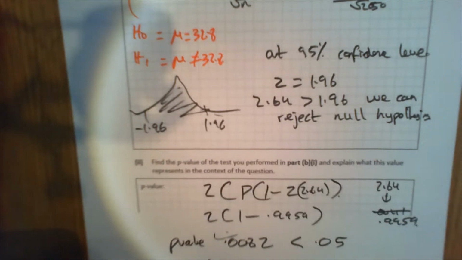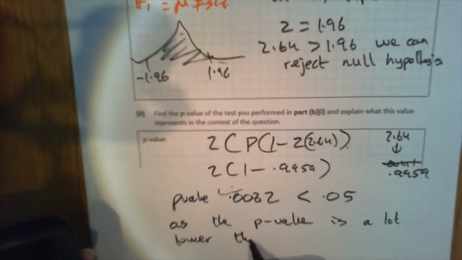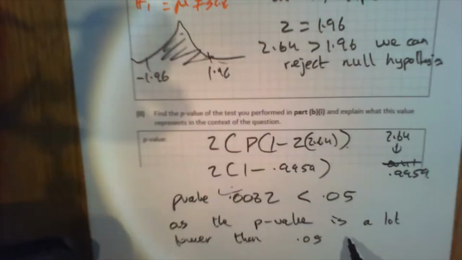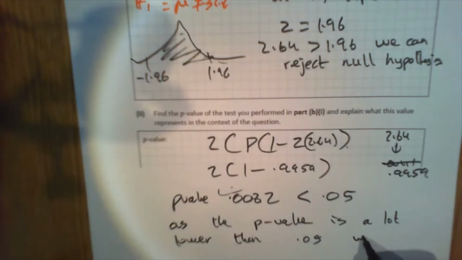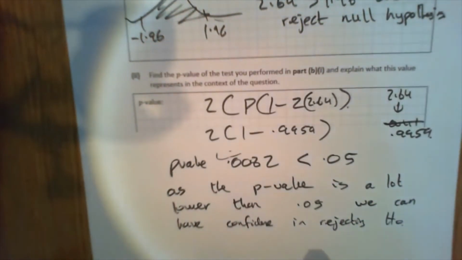As the p-value is a lot lower than 0.05, we can have confidence in rejecting the null hypothesis. Okay, it's a very strong rejection.